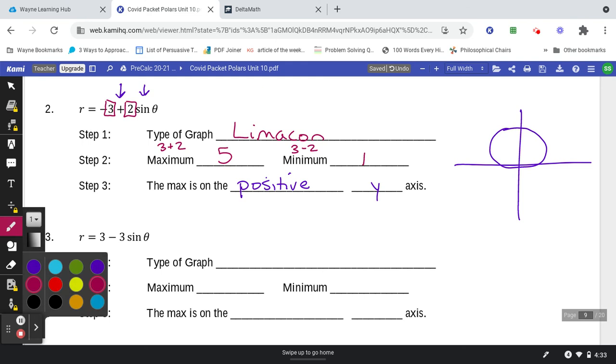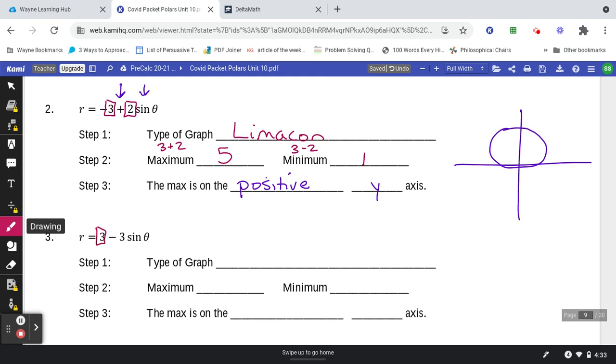Example number 3. I have a 3 and a 3. Those are the same, which would make this a cardioid. Add the 3's together to get 6. Subtract the 3's to get 0. And that minimum of 0 is what makes that part of the heart that comes all the way in like that. That's going to be that 0.